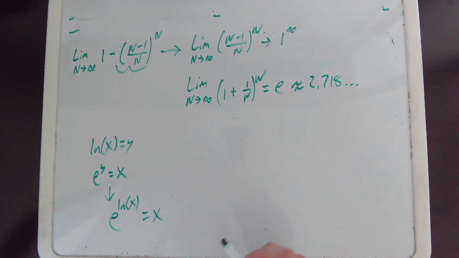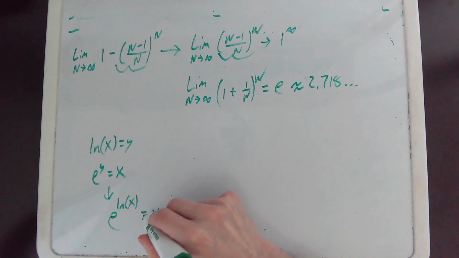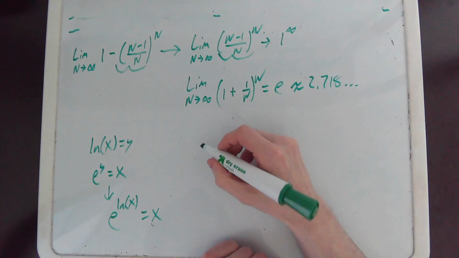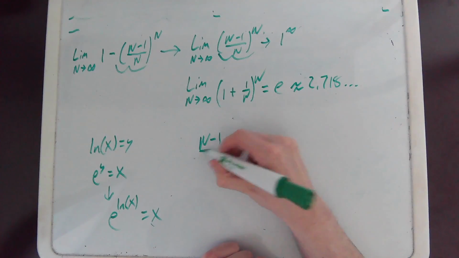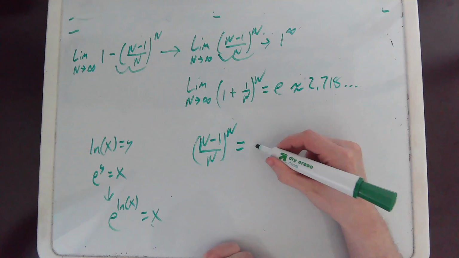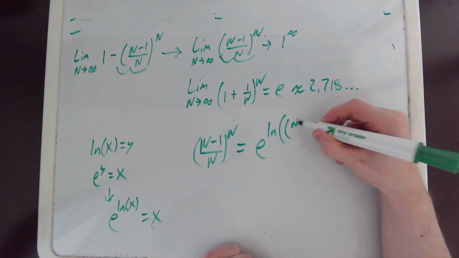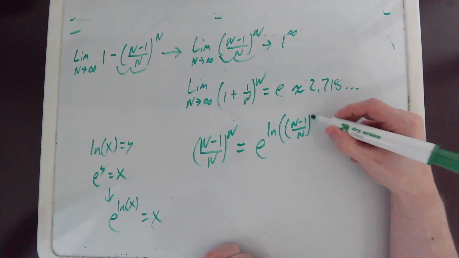What this is basically saying is that if we have any value, like in this case we're just calling it x, but it can be anything, e raised to the power of the natural log of that thing just undoes itself and gives you back the original thing you started with. So we can treat this thing like our x down here. So we can say that (n minus 1 over n) to the n should be the same thing as e to the natural log of (n minus 1 over n) to the n.